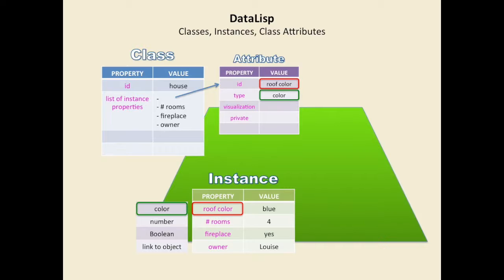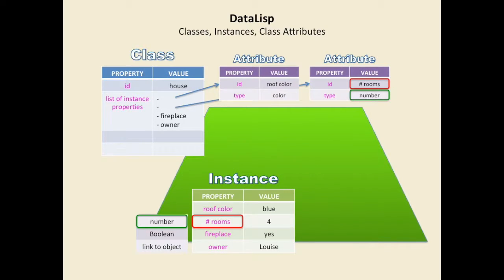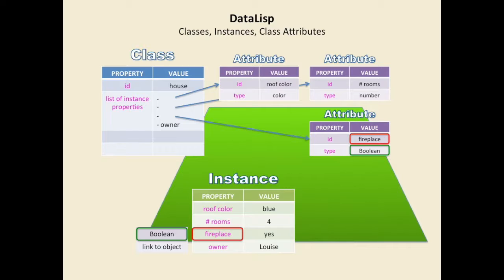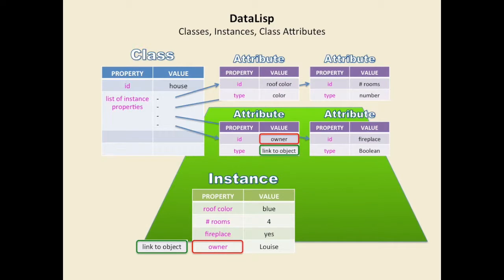For example, we will be able to indicate how this property will be displayed, or even indicate whether the value of this property is confidential. I talked about private properties in the first video on Mazao. So we have an attribute for the color of the roof. We will therefore continue and create in the same way an attribute for the number of rooms, for the fireplace, and for the owner. And finally, we get a structure like this.